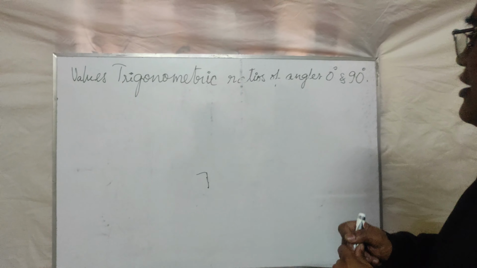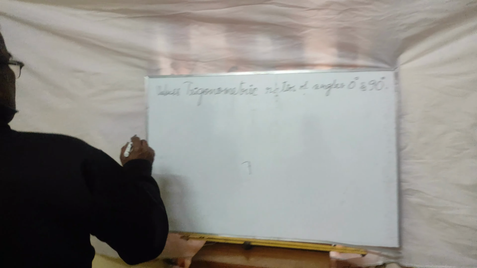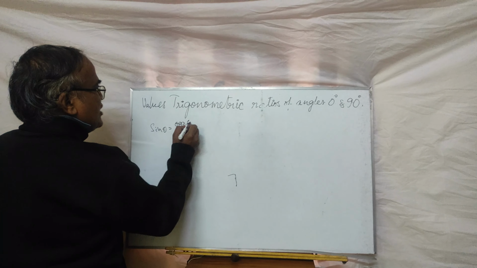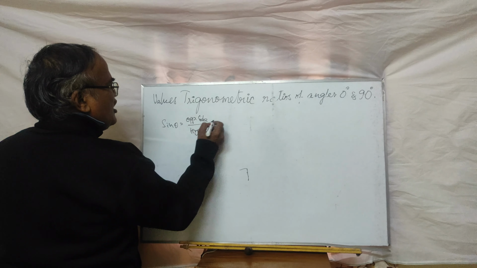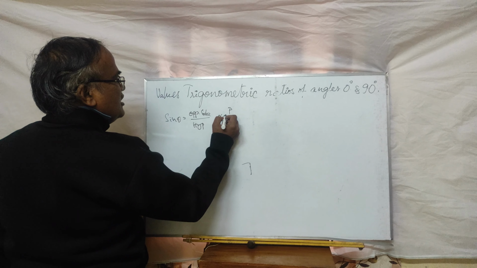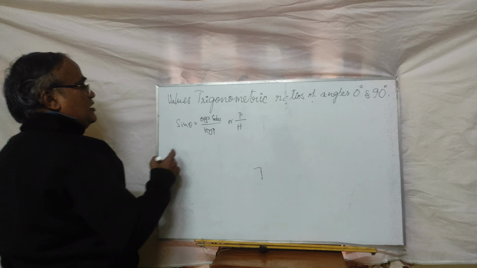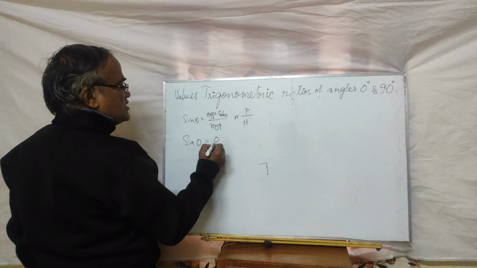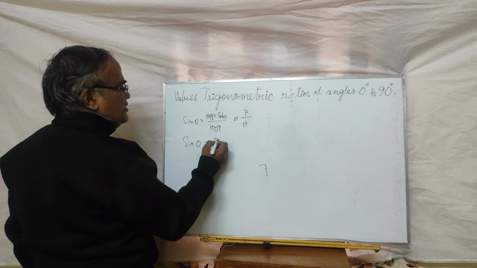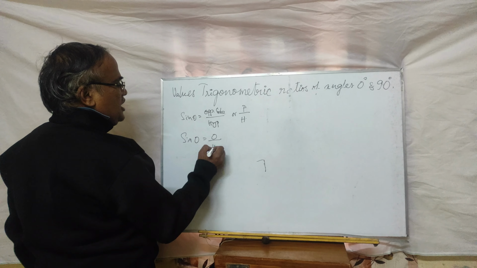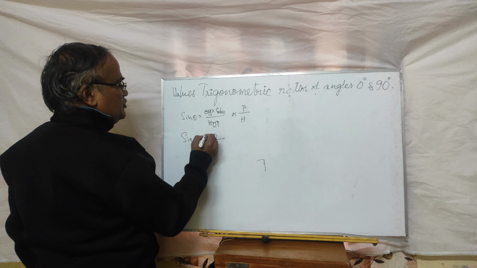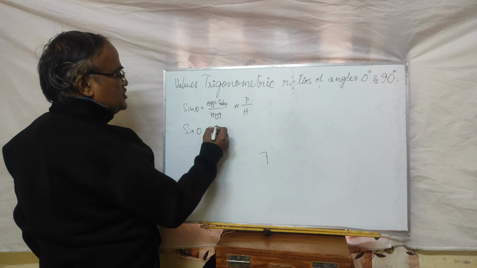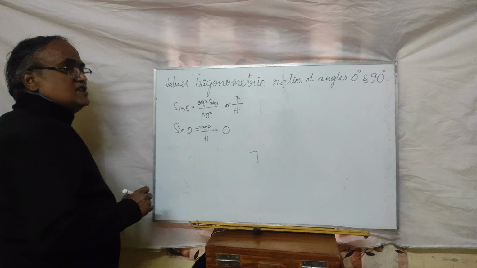So what do we know? We know that sin theta is opposite side upon hypotenuse, or some people write it as perpendicular upon hypotenuse. So for sin 0, the opposite side has become 0, that is, the perpendicular has become 0, and whatever the hypotenuse is, it is there. So 0, this is zero, not the letter O, upon hypotenuse, 0 by anything is 0. So sin 0 is 0.